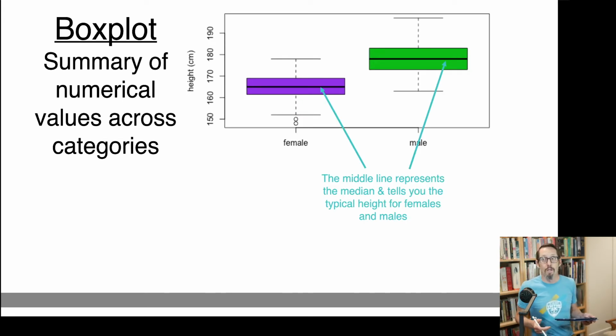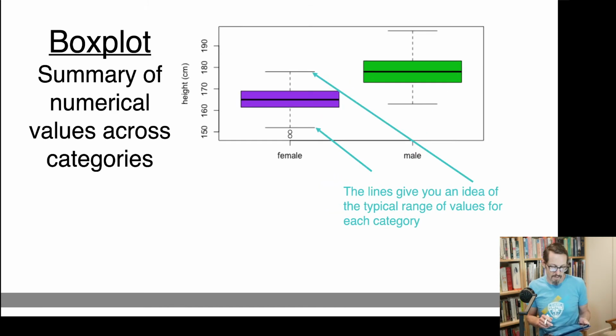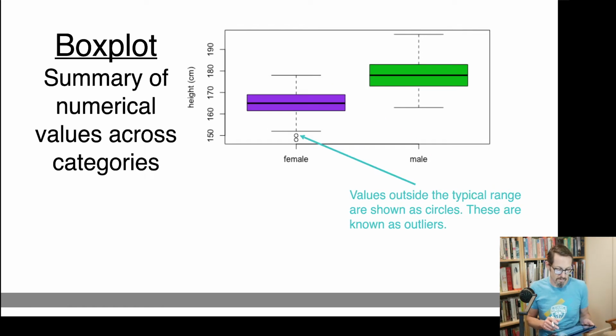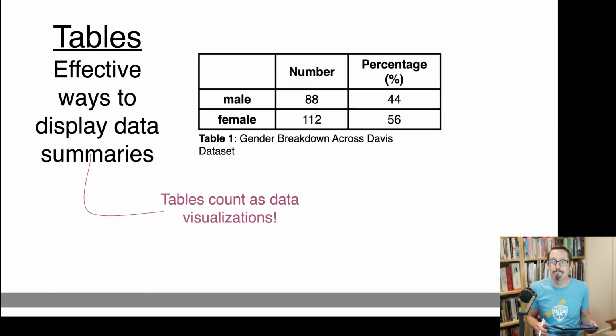All right, so the rest of these slides just go through what I already told you. The middle line represents the median, which tells you the typical height. These lines give you the idea of the typical range of values, and values outside that typical range are shown as outlier circles.